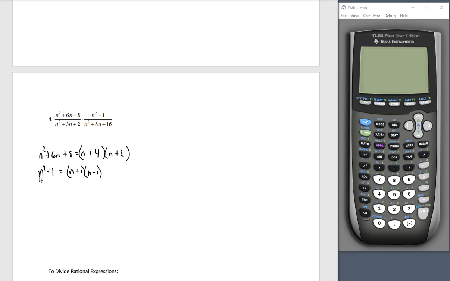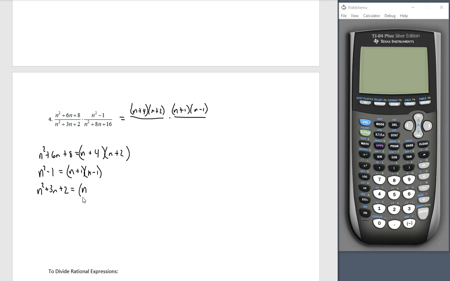Now let's look at our denominators. N squared plus 3n plus 2. Let's write down what we have first here. N plus 4, n plus 2, and n plus 1, n minus 1. Make sure I get everything in the right places. That's kind of a concern when I do my factoring like this too.